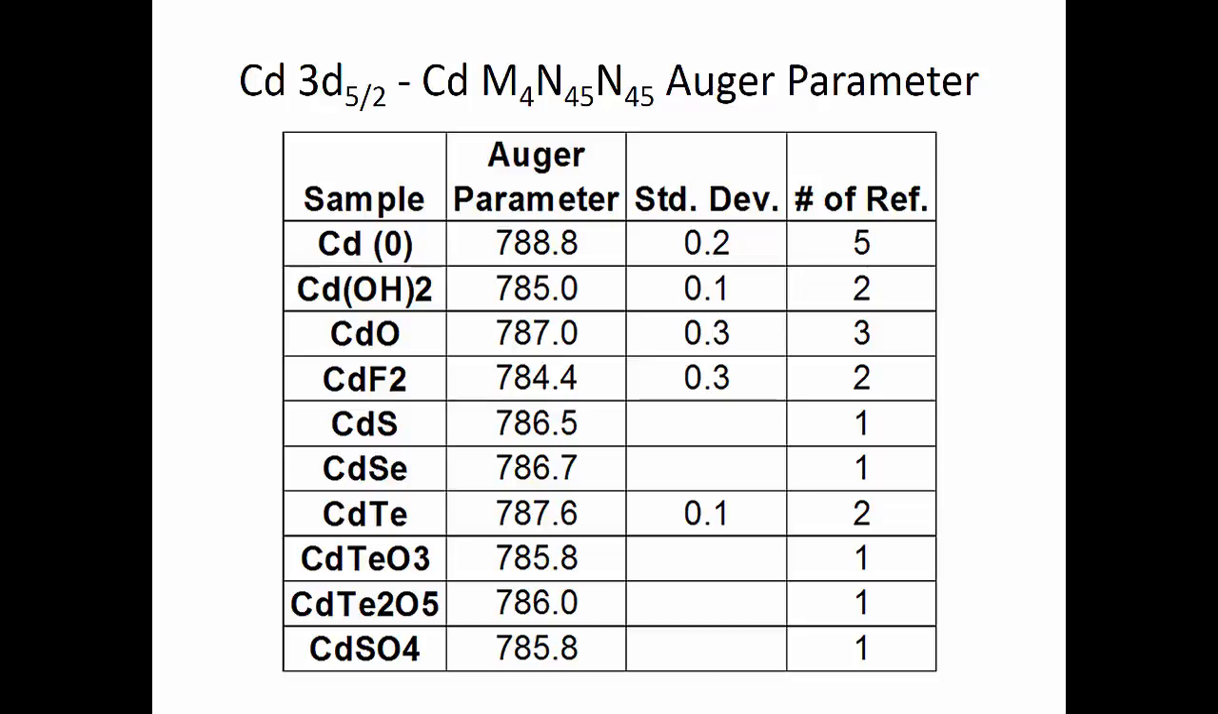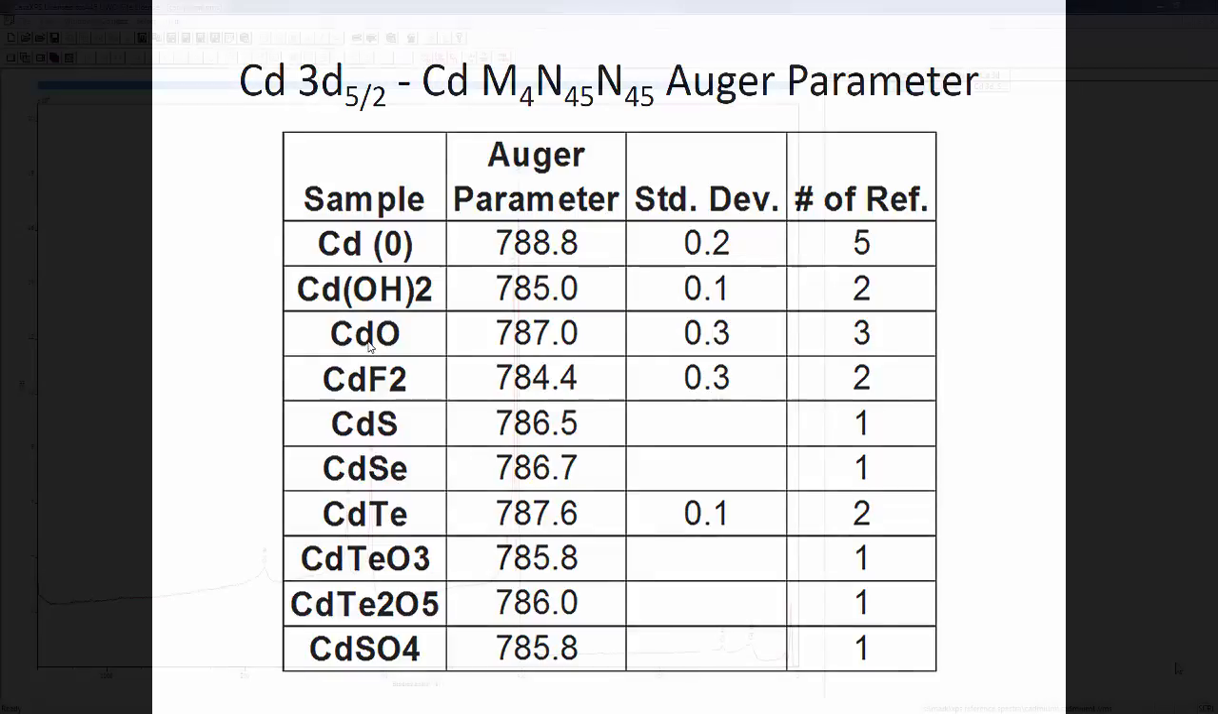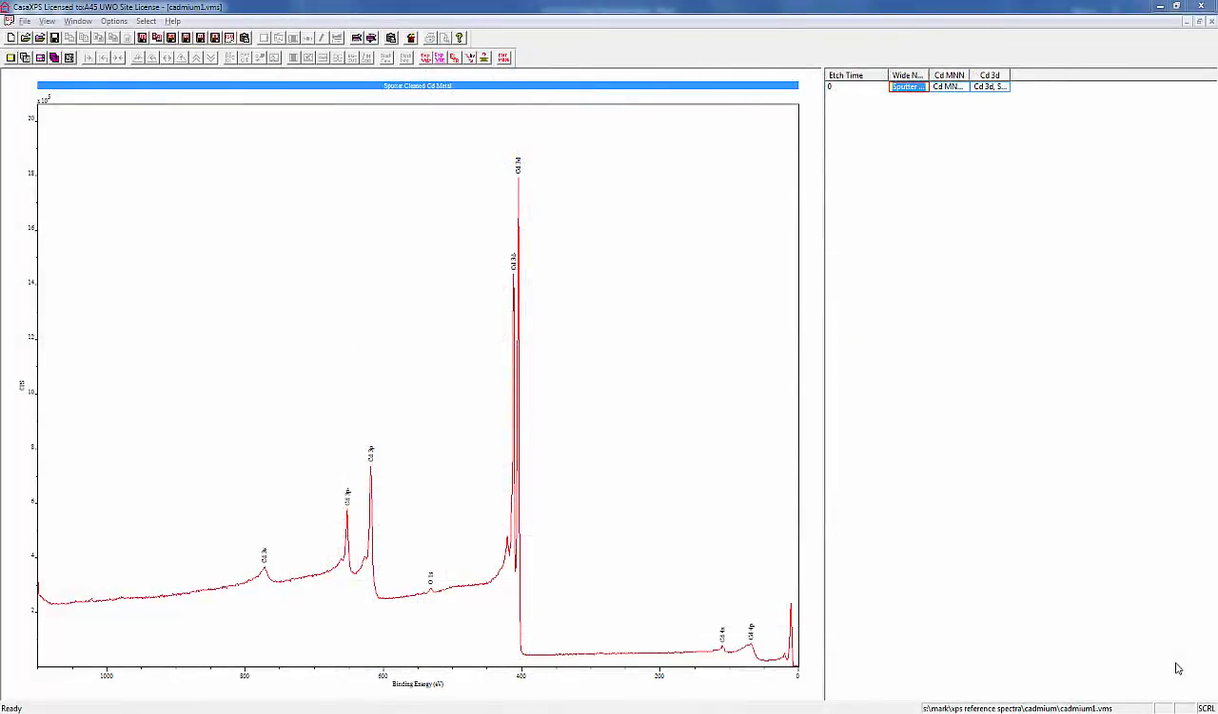Whereas if we look at the Auger parameter, we now have a total range of separation of 4.4 eV, and we get clear separation between things like cadmium oxide and cadmium hydroxide, which may be of interest. So let's go ahead and calculate an Auger parameter. This is for a sputter-cleaned cadmium metal sample.